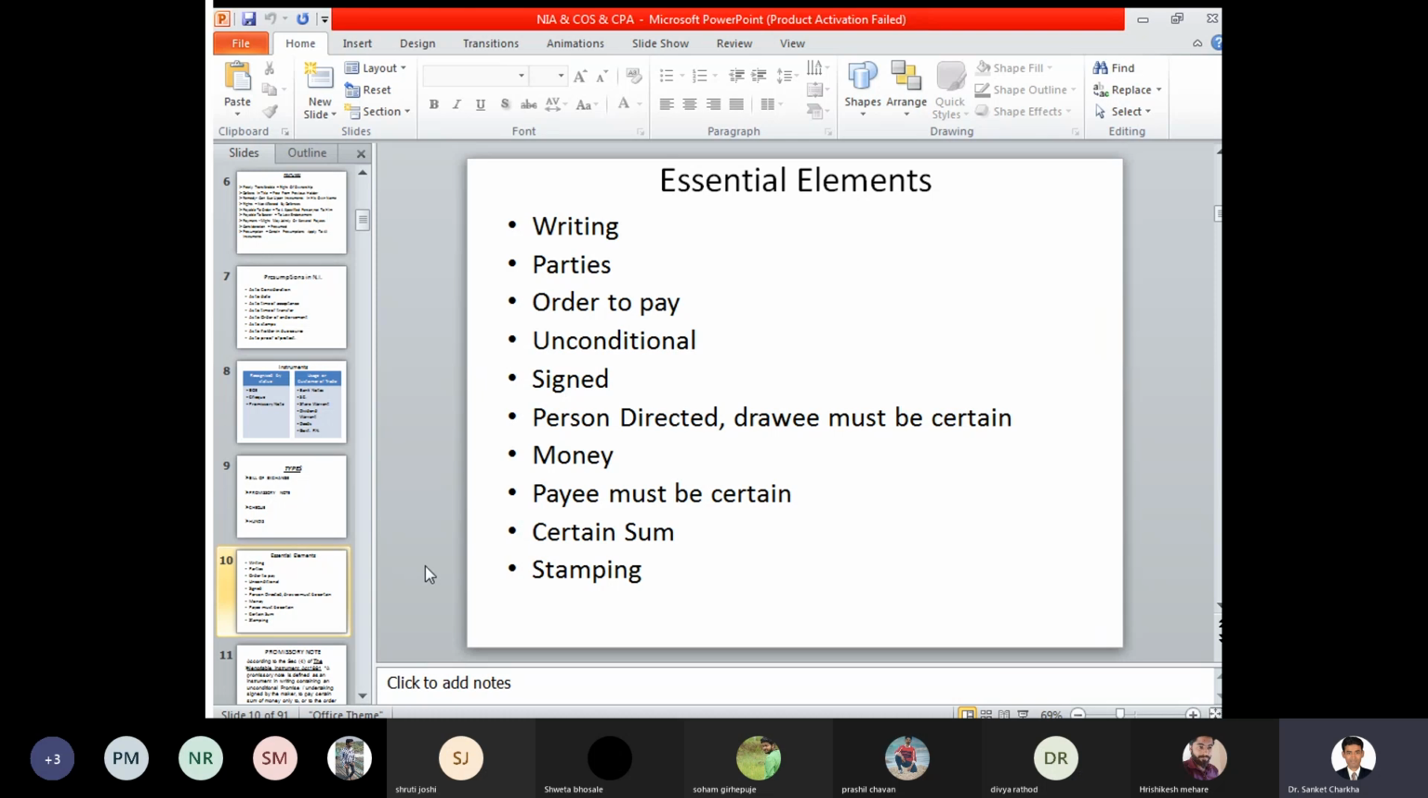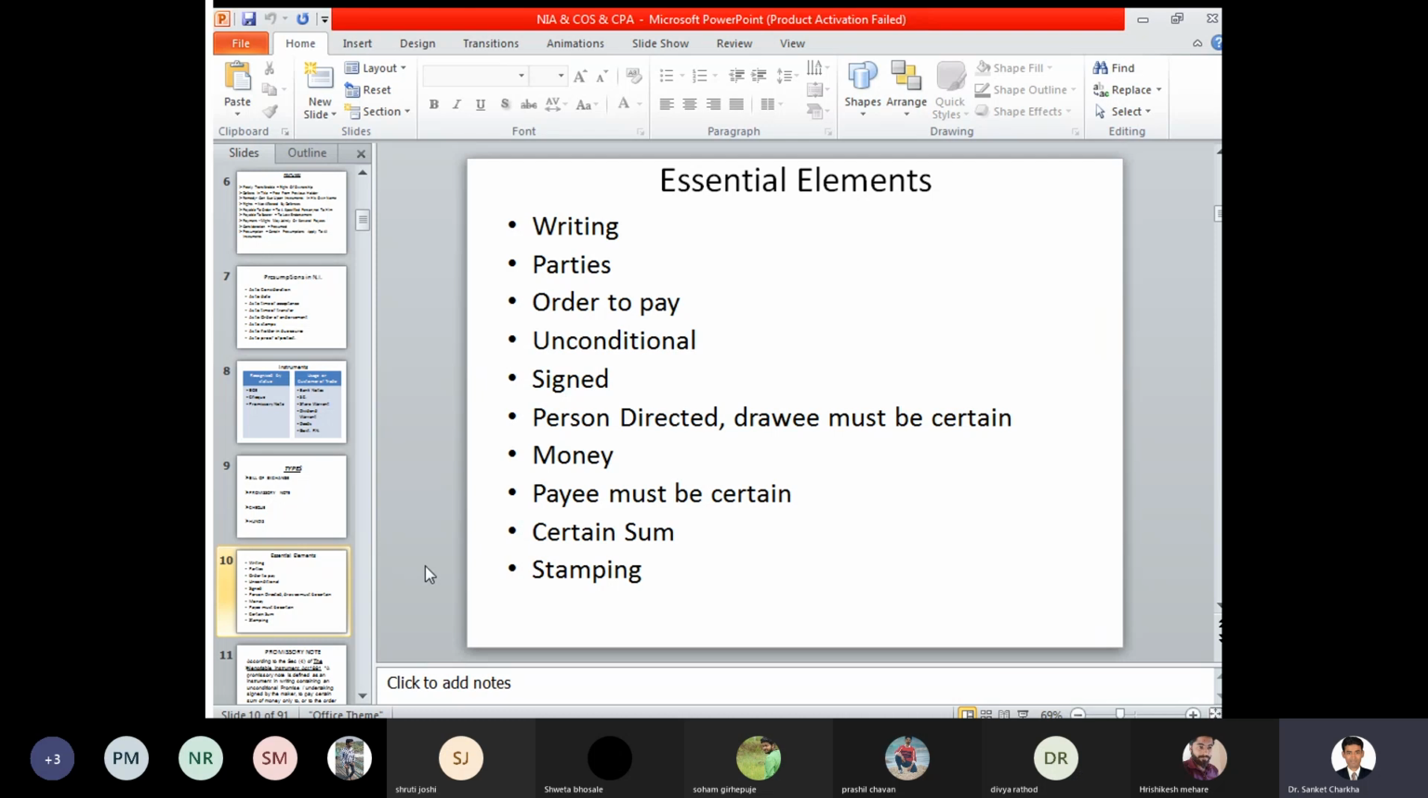It must be a specific order to pay. It is always unconditional. It is signed by a certain maker, that is the person who is preparing the negotiable instrument. Always the person who is directed, that is the drawee, must be certain. There should be a certain money, that is consideration, as a major perspective, and the currency must be denominated, whether the negotiable instrument is drawn in rupee, dollar, euro, yen, or pound.